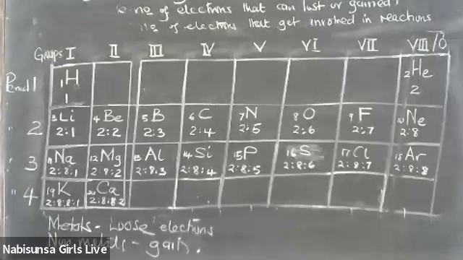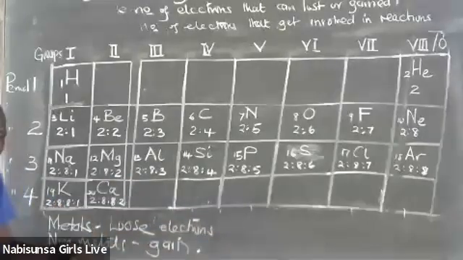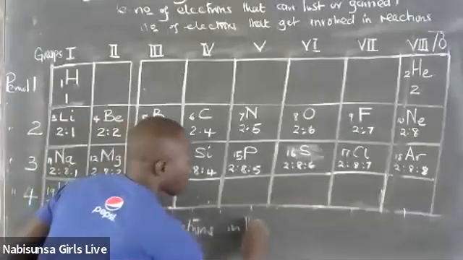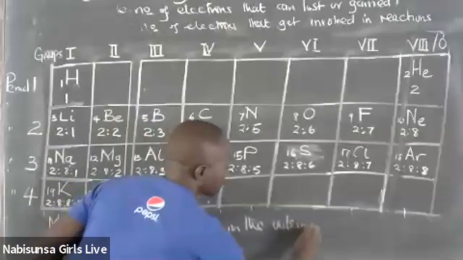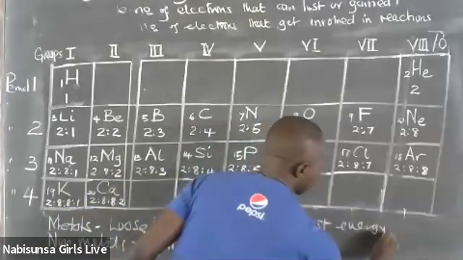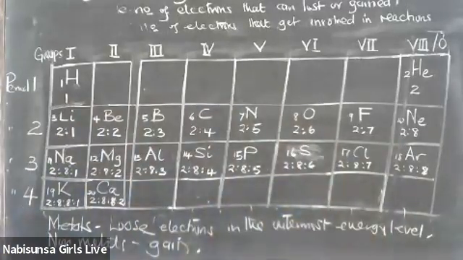Which electrons get lost? Electrons in the outermost energy level. So metals lose electrons in the outermost energy level. Now, do you see the purpose of groups? You link up the purpose of groups. Now, do you see how many electrons can be lost?